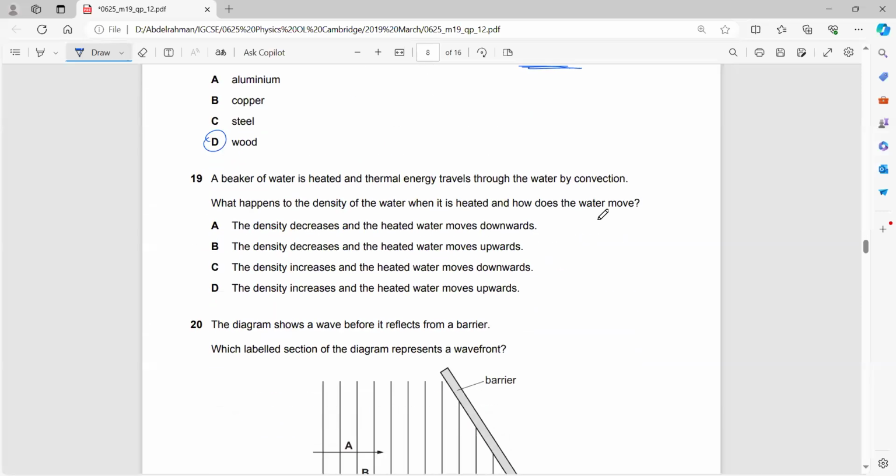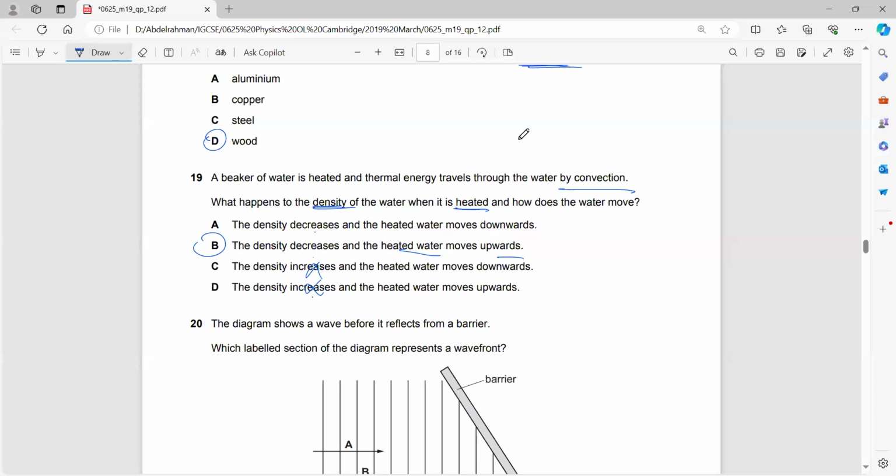A beaker of water is heated and thermal energy travels through the water by convection. What happens to the density of the water as it is heated? Density increases. No, actually, the density decreases. Why does the density decrease? Because the volume increases. Excellent, you're all correct. And the heated water moves upwards.